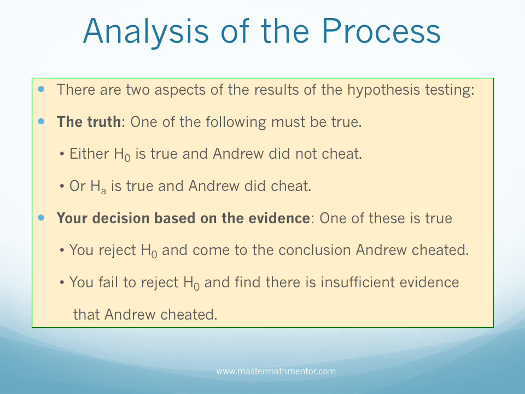The truth exists. Then we have a decision based on the evidence. You either reject H0 and accept HA, coming to the conclusion that Andrew cheated, or you fail to reject H0 and find insufficient evidence that Andrew cheated. Again, one of these statements must be true.